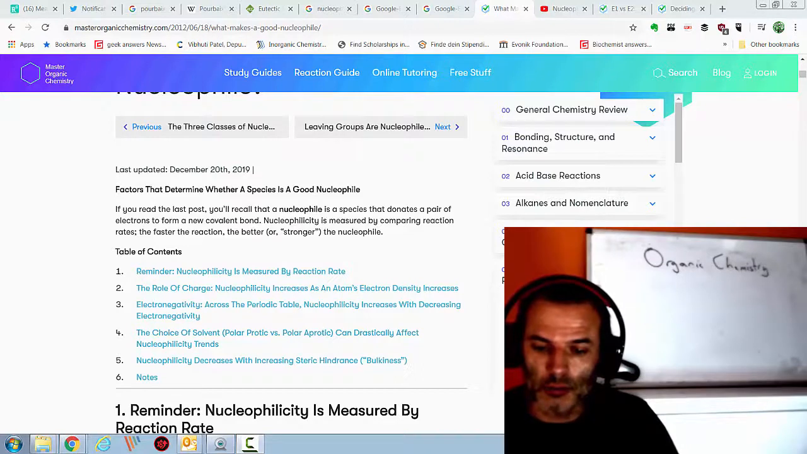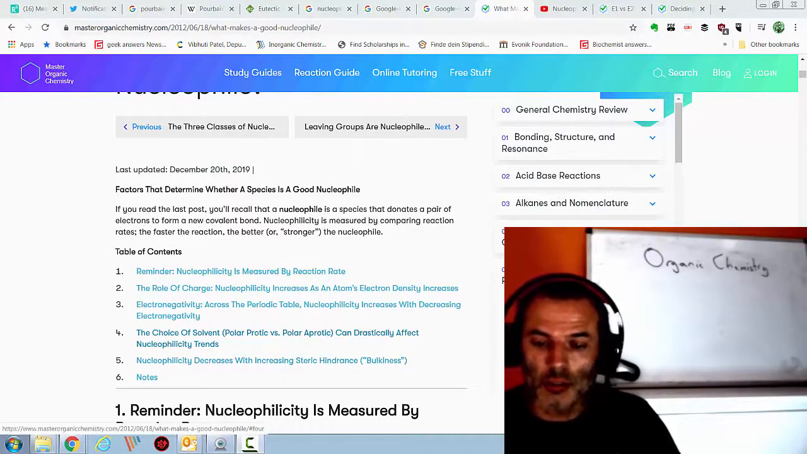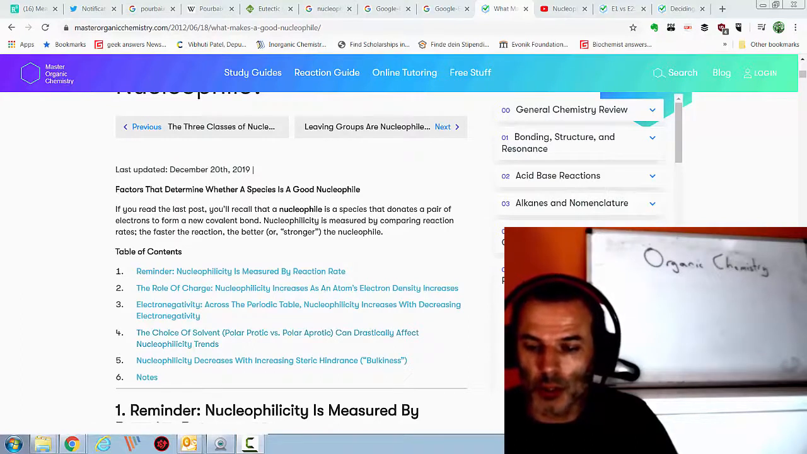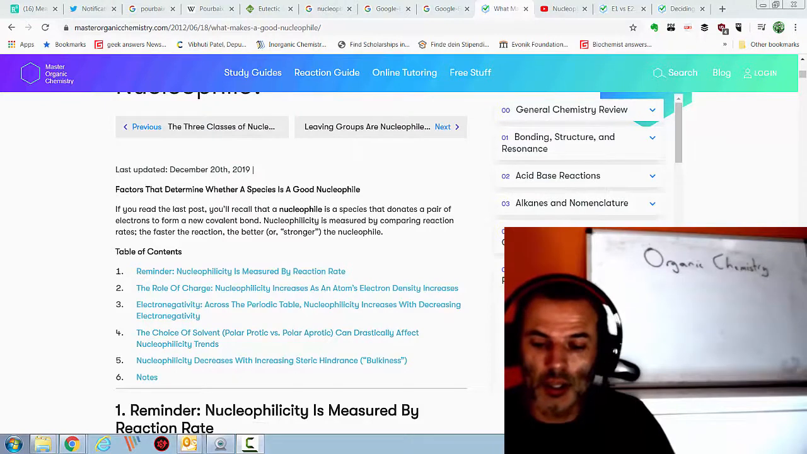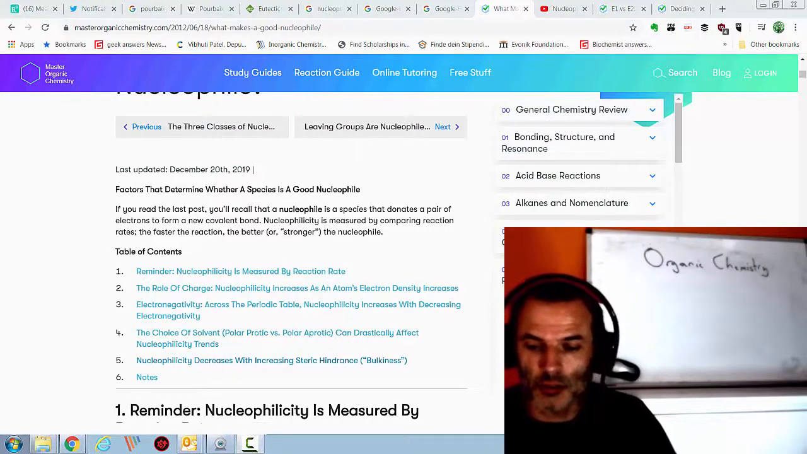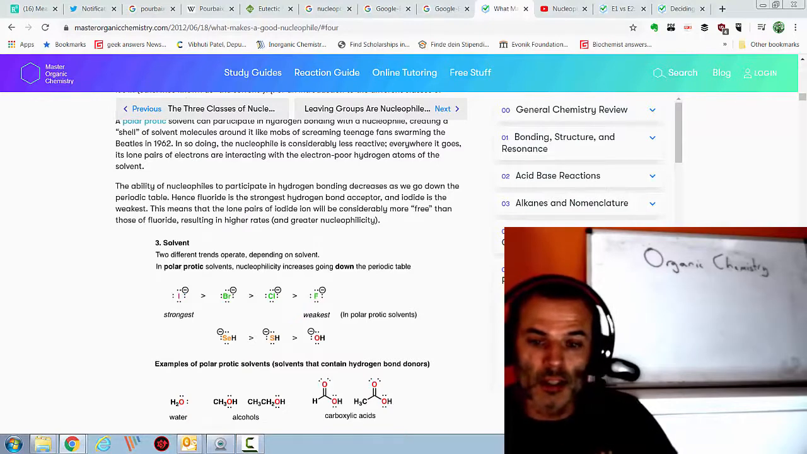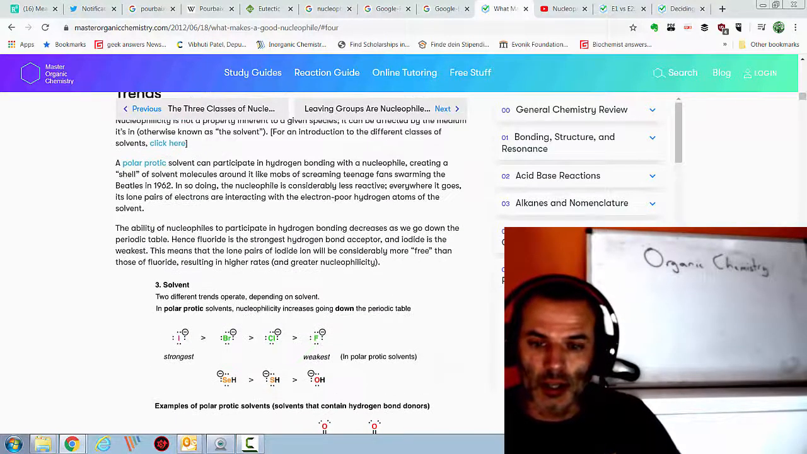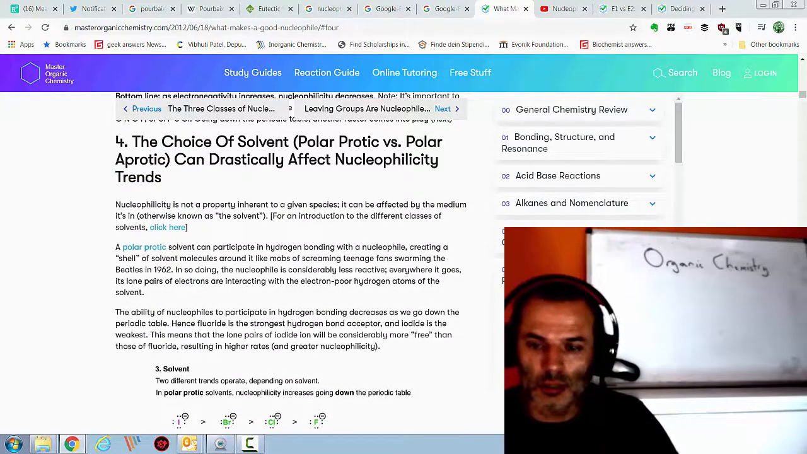However, let's have a look at the 4 and 5. So if we change the type of solvent, and it says polar protic versus polar aprotic can dramatically affect nucleophilicity trends, and steric hindrance, which it calls bulkiness, can also affect nucleophilicity. So let's have a look at those. That's a link, hurrah. So if we take a solvent, now let's talk about those on the board.